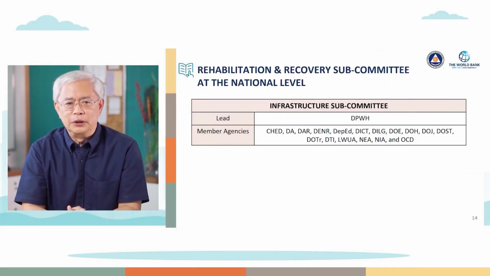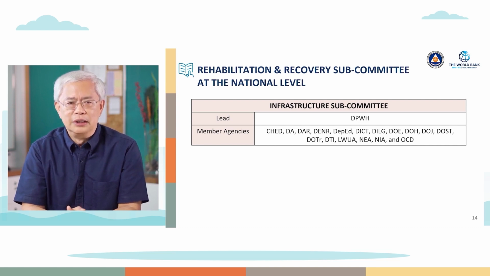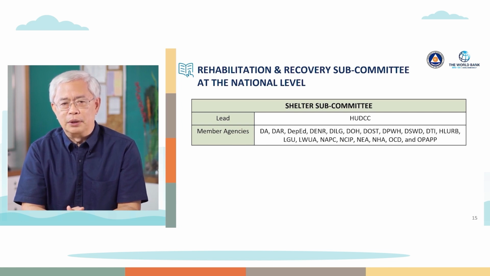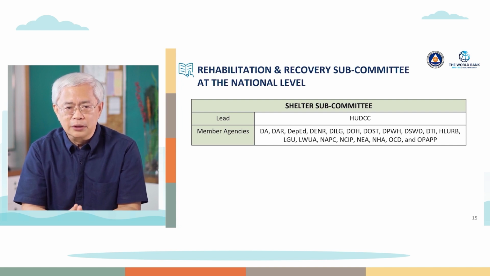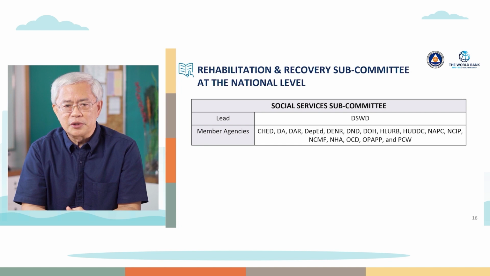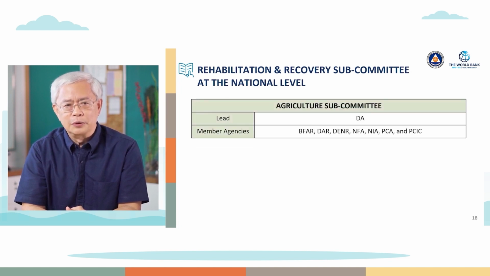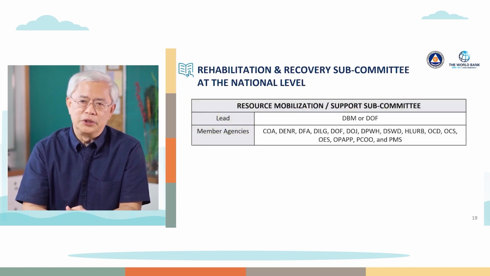For reference, there are similar arrangements at the national level, and this is shown on the slide. So for example, at the national level, infrastructure is headed by DPWH. The shelter committee is headed by HUDC, and now probably the Department of Human Settlements and Urban Development, DHSUD, and social services by DSWD, livelihood by DTI, and agriculture by DA, and resource mobilization by DBM or DOF.